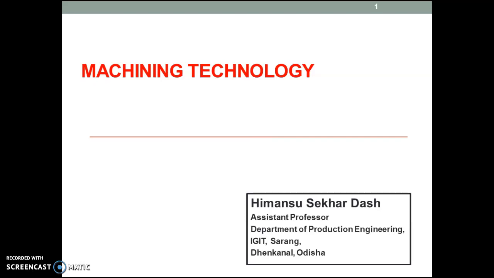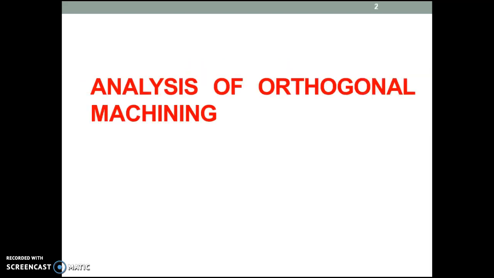So next we will start, in this lecture, the analysis of orthogonal machining. So what is analysis? What do you mean by analysis of orthogonal machining? Here analysis means generally all the plants are focused on how much input they are giving and what outputs they are getting. In between input and output there is something that converts that input to output. So here we are talking about a machine: how a machine converts the input in the form of raw material to a particular product, a mechanical element or something.